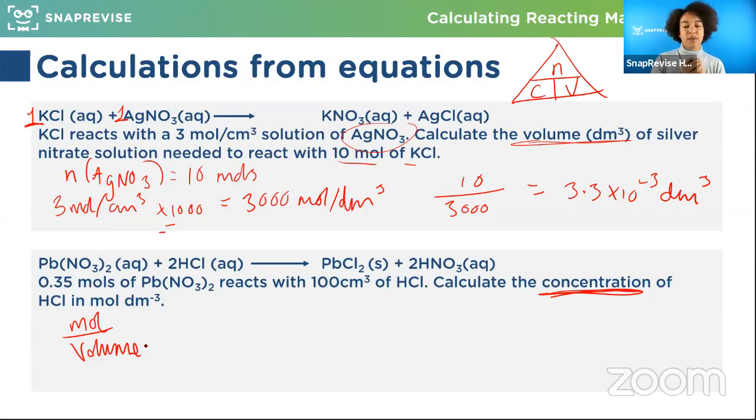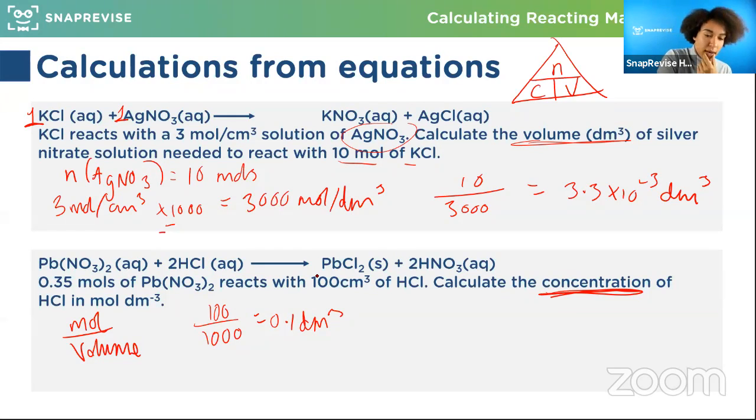Convert, yes. So how are we going to convert 100 cm cubed to dm cubed? Divide by 1,000, yeah. Thank you, everybody. So we're going to do 100 over 1,000, which is equal to 0.1 dm cubed. Perfect. So this time we again have a balanced equation, but we don't have a 1-to-1 mole ratio.